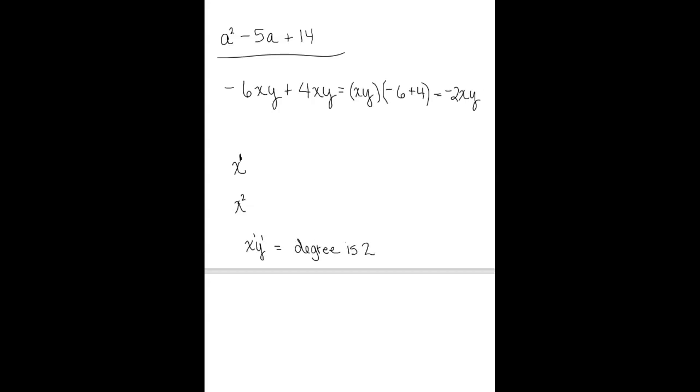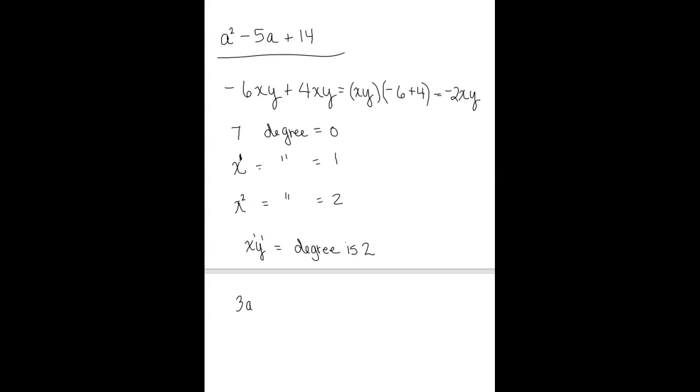Because I've got my x and my y, here I've got a degree of 2. Here I have a degree of 1. And if I have a number, just a plain old constant, my degree is 0. My degree here is the 1. Here my degree is 2.